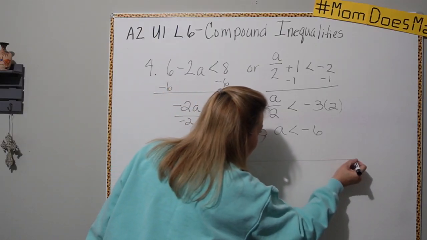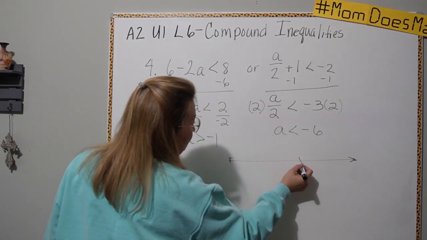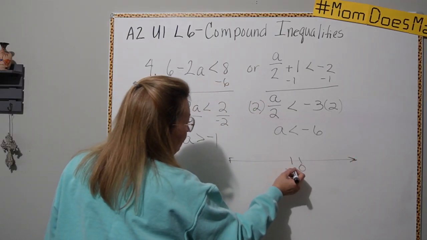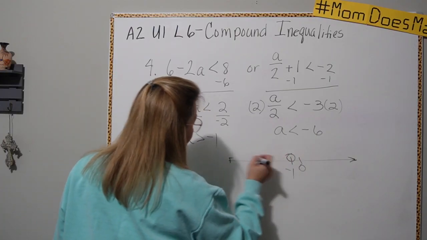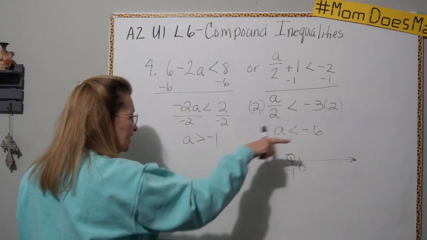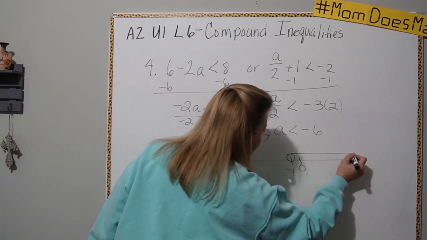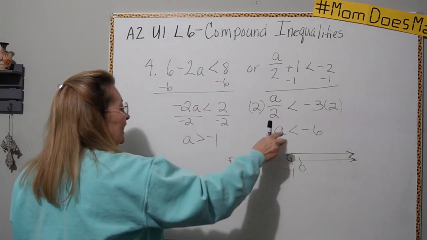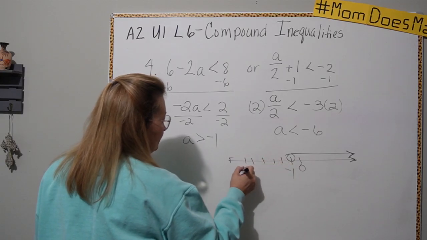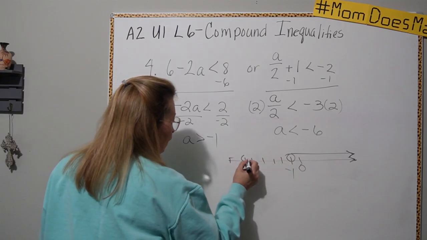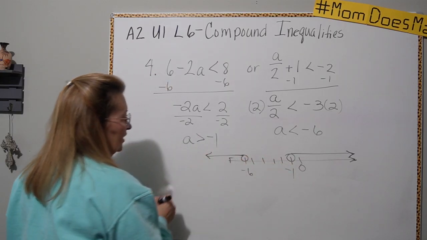All right, let's graph it on the same number line. If I go to -1 for this one, it's an open dot because it's just greater than, and these are the numbers greater than -1, so they go that direction. All right, a is less than -6. 1, 2, 3, 4, 5, 6. There's -6. Open dot goes this direction.